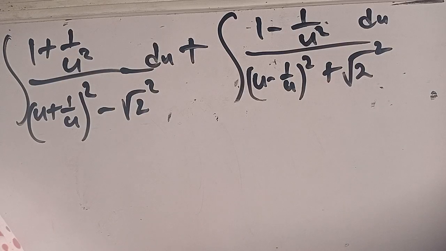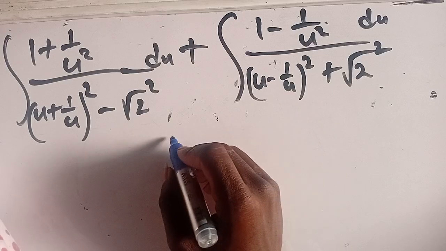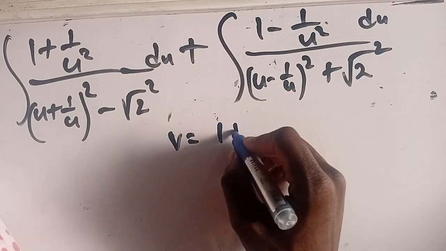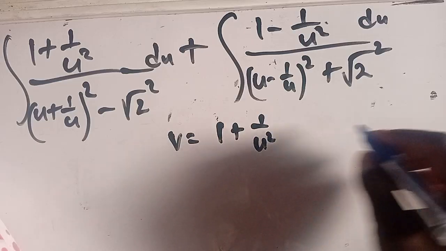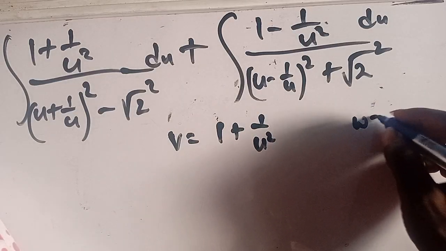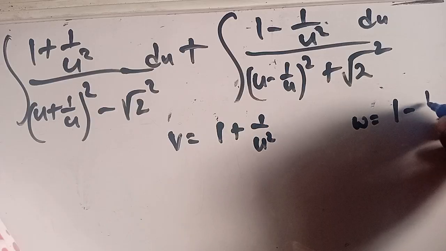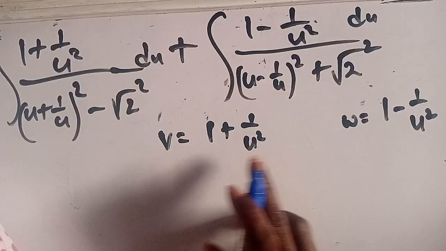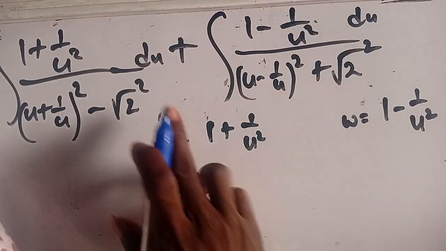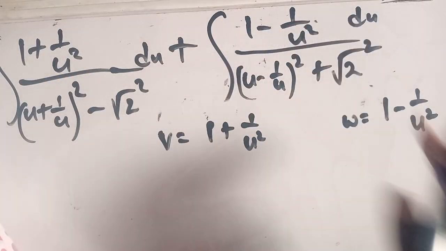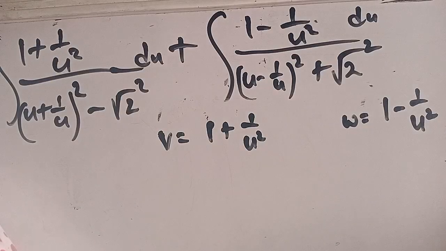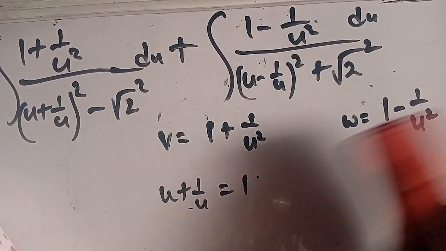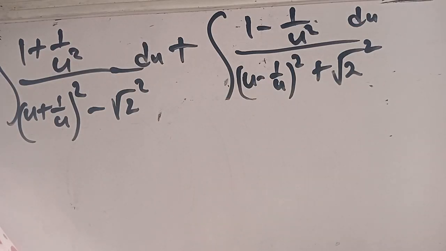Now do you know what you are going to do? You bring in another identity. Let v equal 1 plus 1 over u square, and let w equal 1 minus 1 over u square. Now if you say let v be this numerator and let w be this one, if we differentiate this, what are we going to get? Oh, sorry, we are using the inside, not the outside.